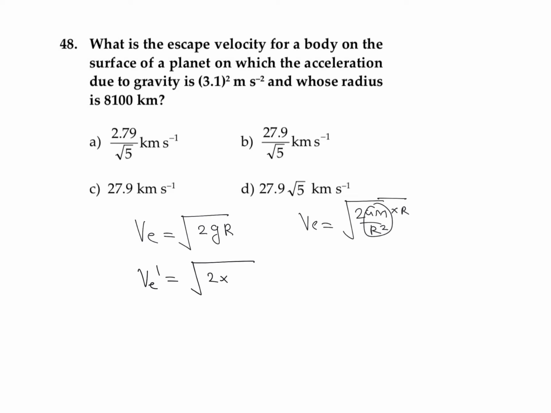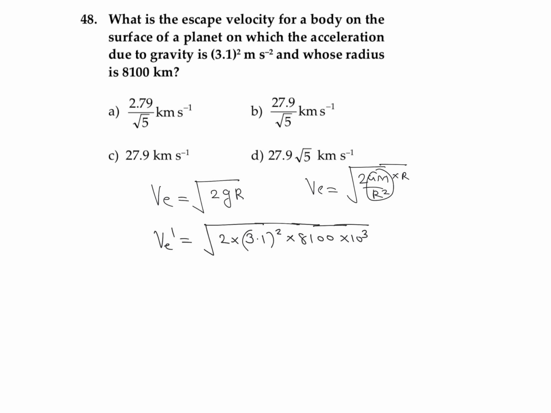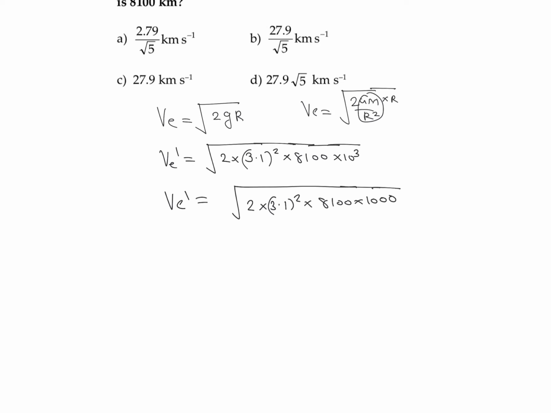acceleration due to gravity, which is 3.1 square, and whose radius is 8100 kilometer. So over here you can take its acceleration due to gravity on that planet as 3.1 square, and the value of radius is given as 8100 kilometer, and 1 kilometer we can take as 10 raised to 3 meters. So we can write this will be equal to 2 into 3.1 square into 8100 into 10 raised to 3.